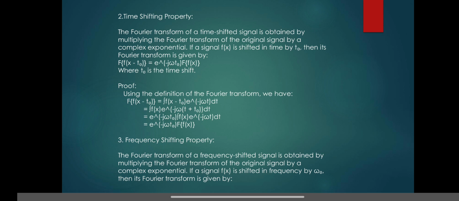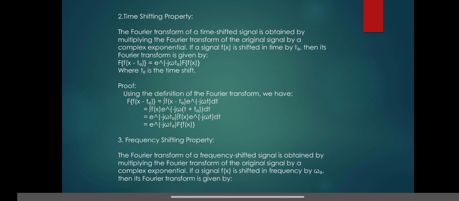Proof: using the definition of the Fourier transform, we have the Fourier transform of f(x minus t naught) equals the integral of f(x minus t naught) e power minus j omega t dt, which equals the integral of f(x) e power minus j omega (t plus t naught) dt, which equals e power minus j omega t naught times the integral of f(x) e power minus j omega t dt, which equals e power minus j omega t naught into the Fourier transform of f(x).